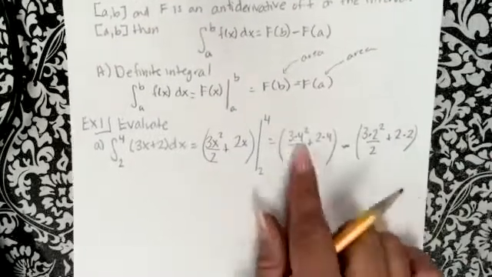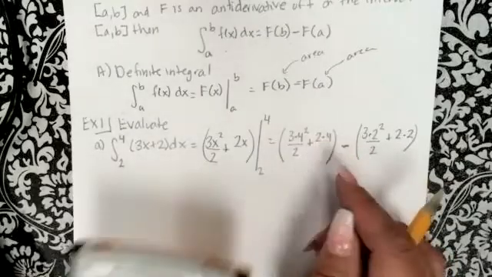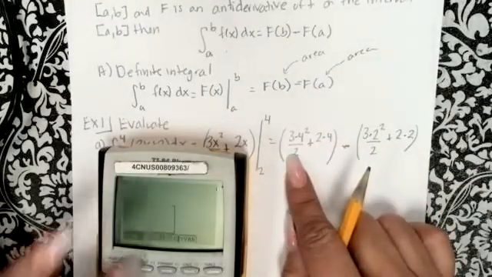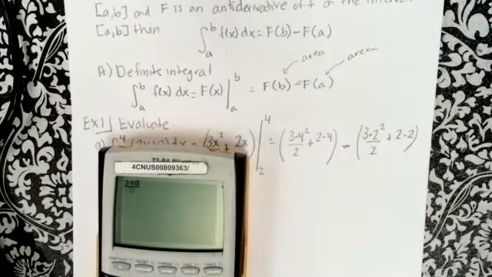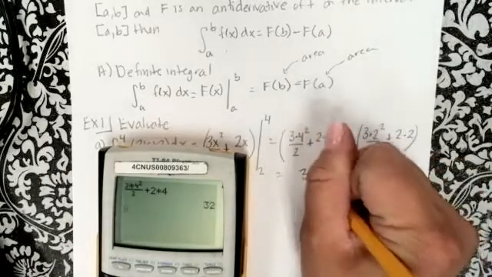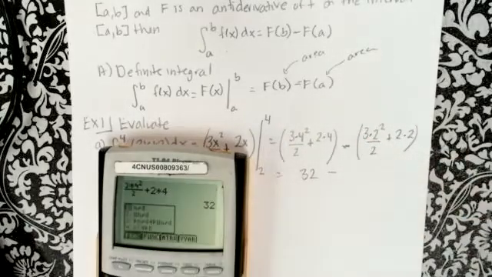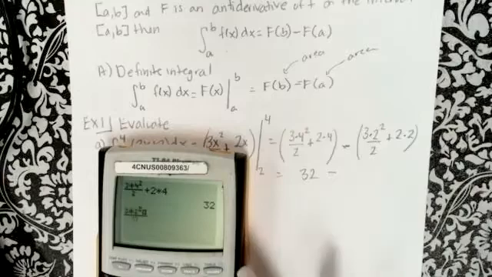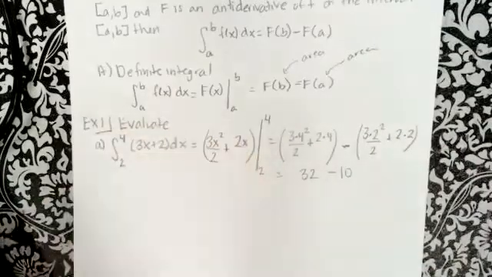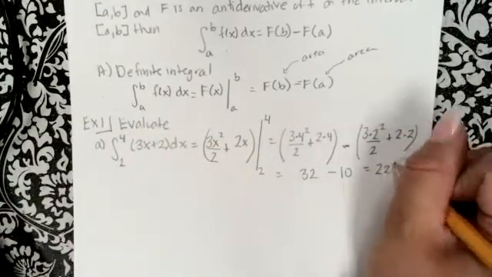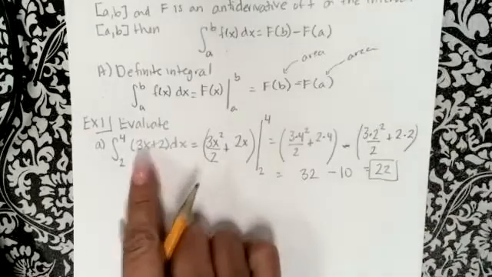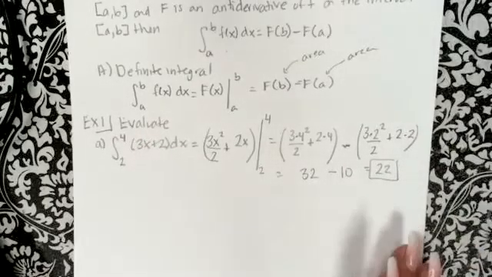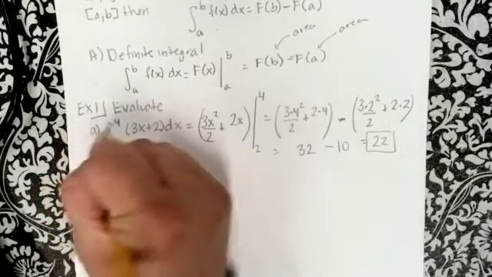So now when I go ahead and plug this into the calculator, I get 3 times 4 squared as the numerator, over a denominator of 2, plus 2 times 4. So this is going to equal 32. Right here, 3 times 2 squared over 2 plus 2 times 2 equals 10. And 32 minus 10 equals 22. So the area under this line from 2 to 4 is equal to 22. Go ahead and do another one.